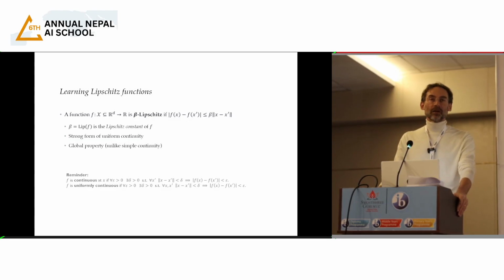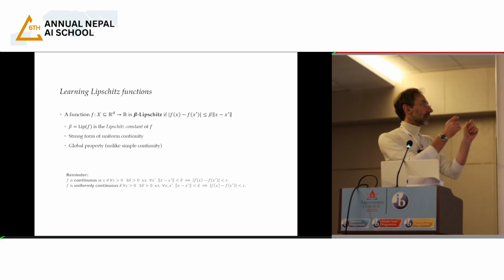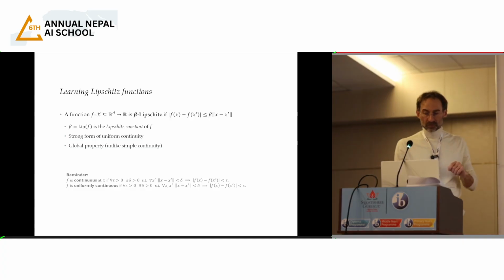We talked about regularity and I mentioned Lipschitz functions. So what are Lipschitz functions? We say that a function f is beta-Lipschitz if it doesn't change the distance by more than beta. If I have two points x and x prime at a certain distance, measured by the norm of x minus x prime, it will not be expanded by more than a factor of beta by the function f. So it doesn't blow up or compress things too much. Beta is called the Lipschitz constant.